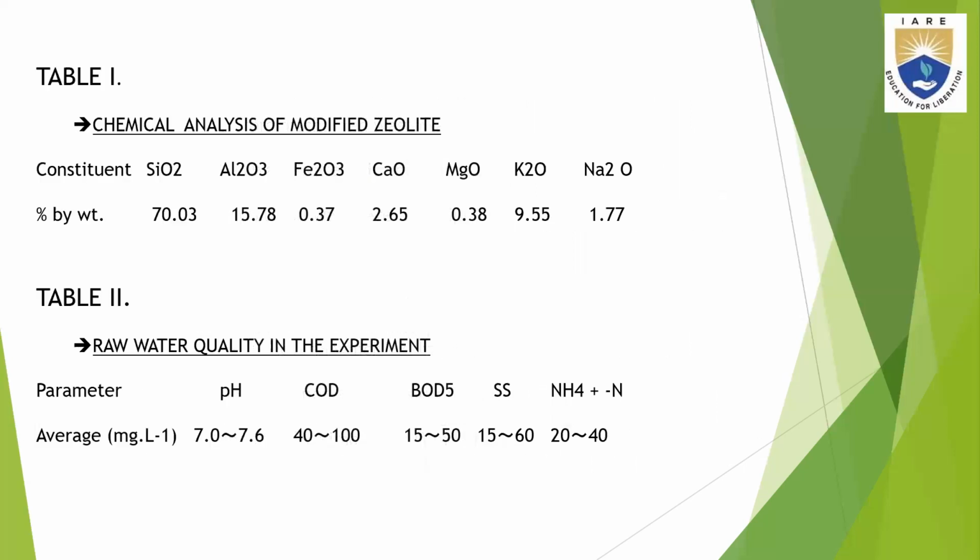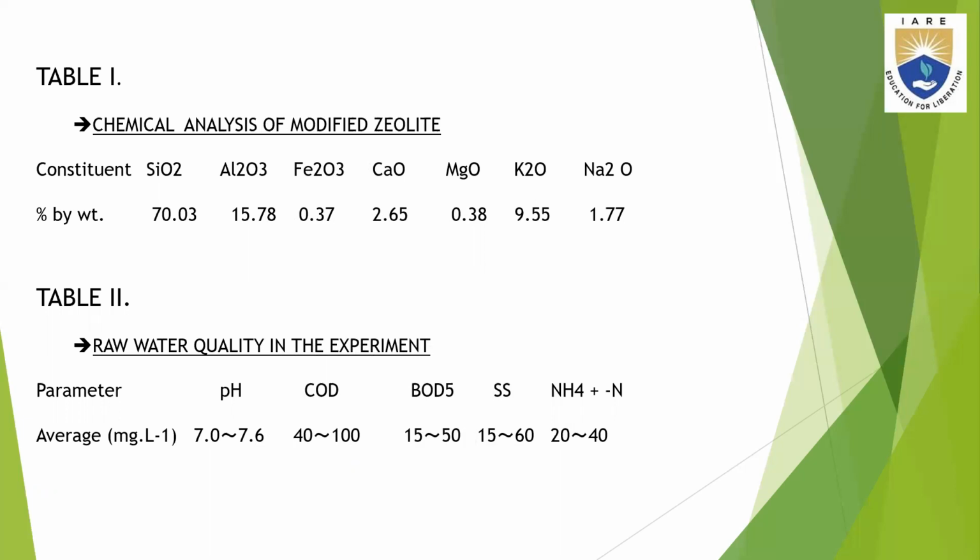Here are some tables. Table 1, chemical analysis of modified zeolite. Constituents: SiO2 is 70.03, Al2O3 is 15.78, Fe2O3 is 0.37, CaO is 2.65, MgO is 0.38, K2O is 9.55, Na2O is 1.77.